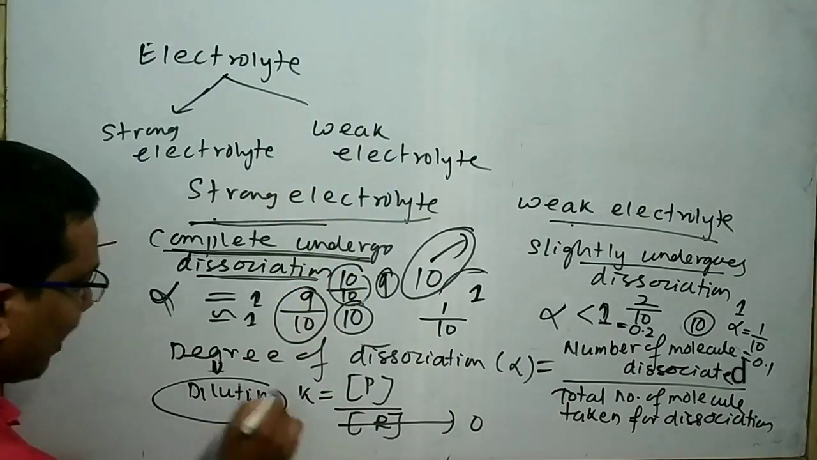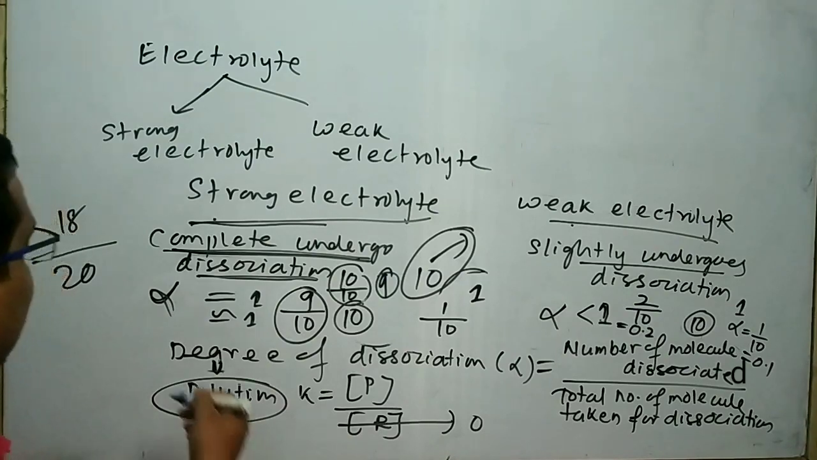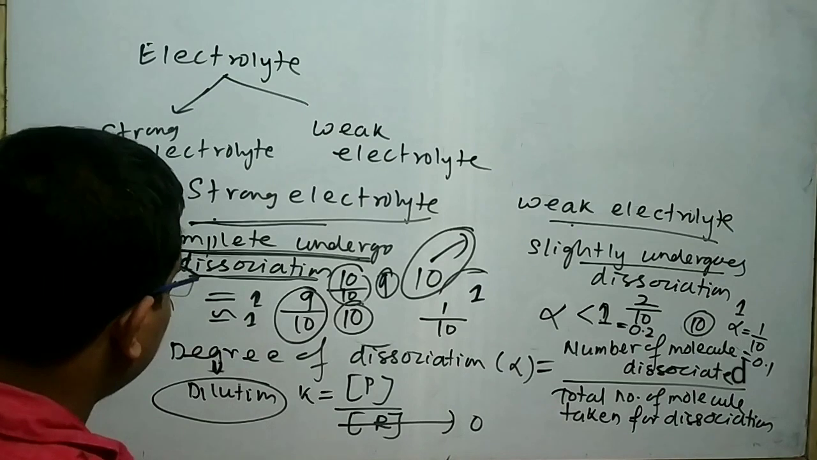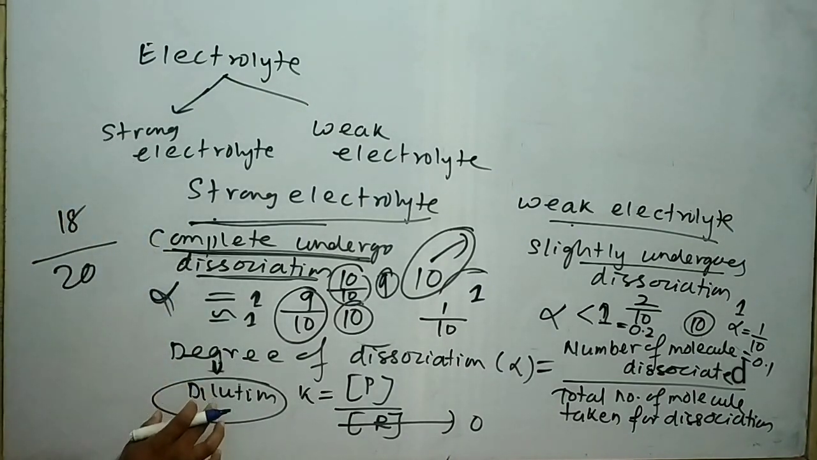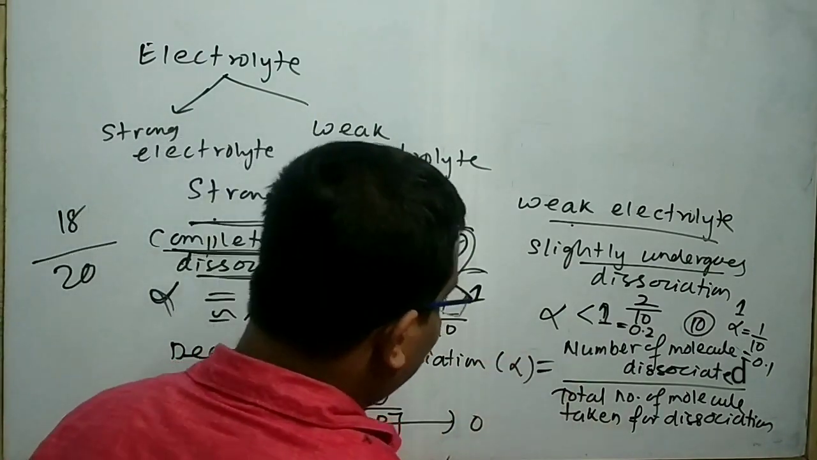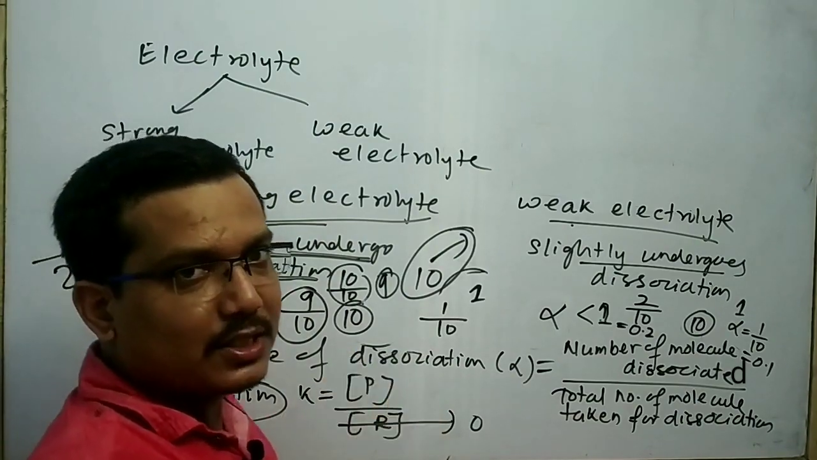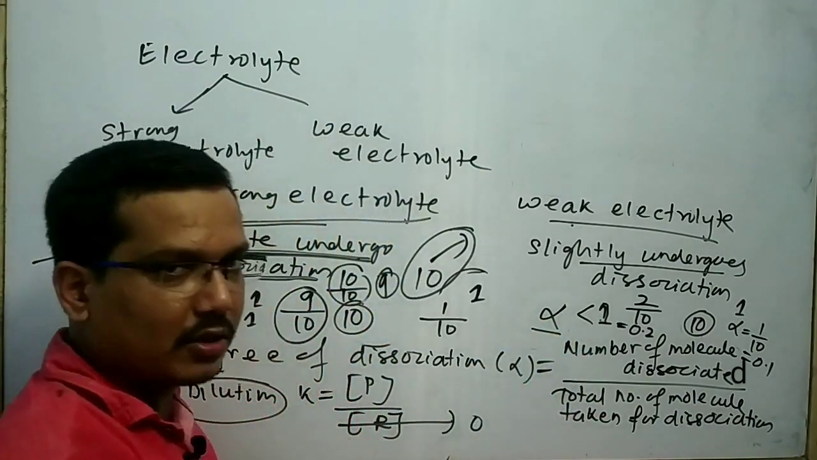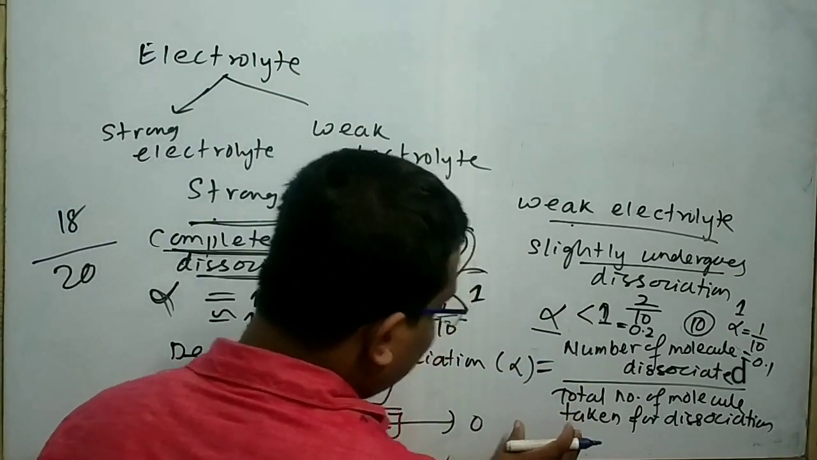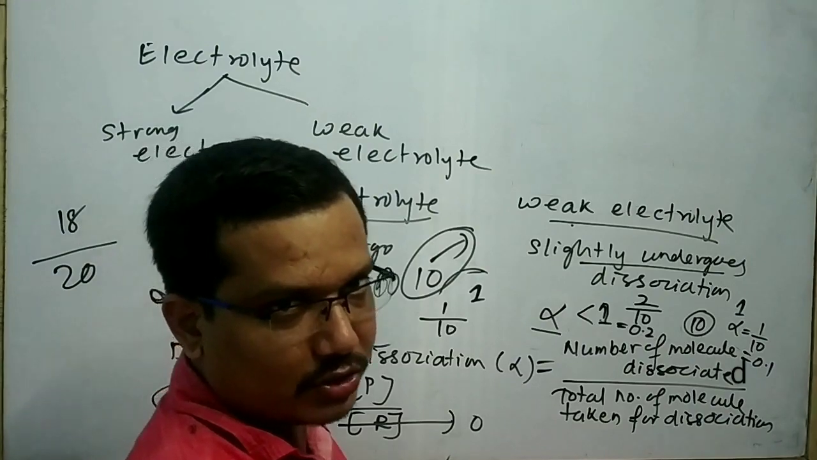If you think about dilution, after dilution, the degree of dissociation is almost constant. That means we can think that there is no relation between the dilution and the degree of dissociation of a strong electrolyte. But in the case of a weak electrolyte, after dilution there is an appreciable change of the degree of dissociation. So we can think that there is a correlation of the degree of dissociation with the dilution.